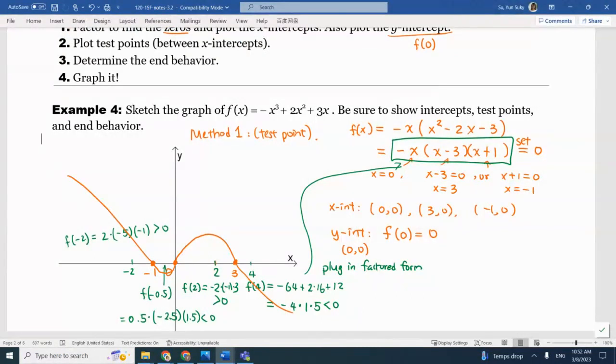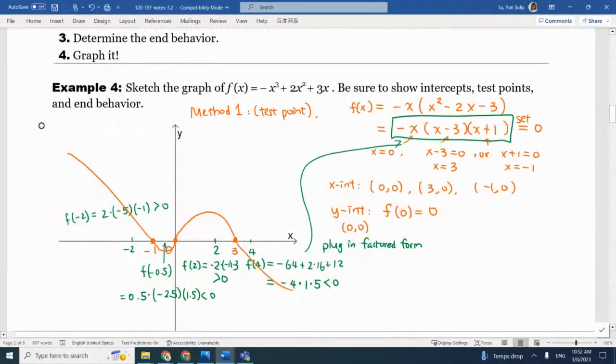Okay. Let's continue next class. Next time we will learn a different method. And the second method will be much easier than plotting points. Yes, we will talk about that. I will talk about both methods, and then we will see which one is much easier to do this.